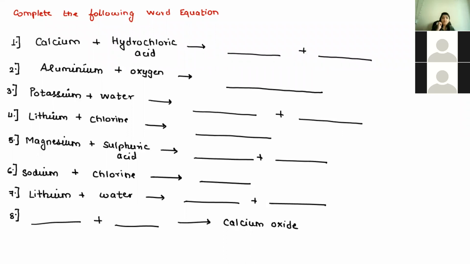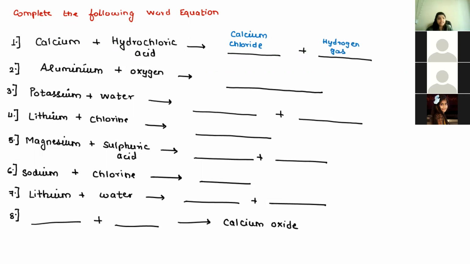Okay. So we'll start with Krishnavi. Krishnavi, the first one, calcium plus hydrochloric acid. Is it calcium chloride plus hydrogen gas? Yes, that's correct. It is calcium chloride plus hydrogen gas. Okay, Salim, second one, aluminium plus oxygen. Aluminum oxide. Yes, very good. Aluminium oxide. Daniel, potassium plus water.